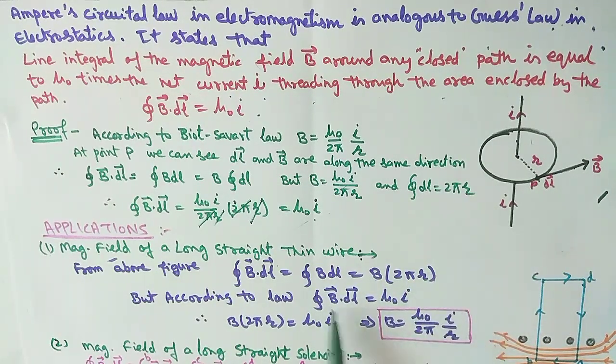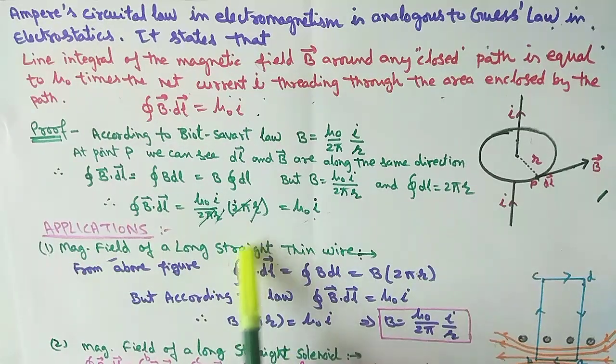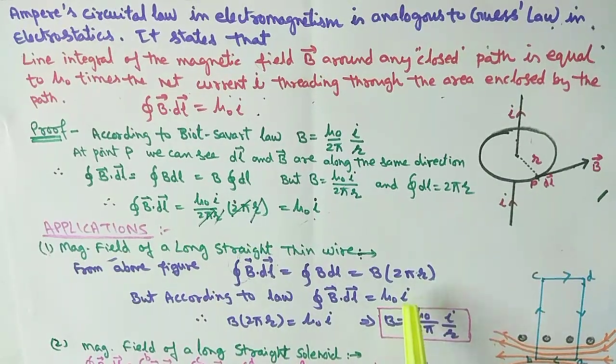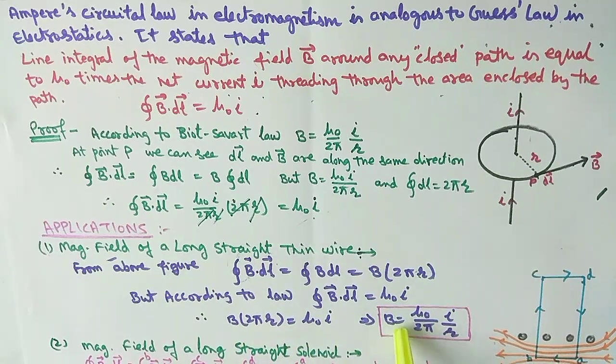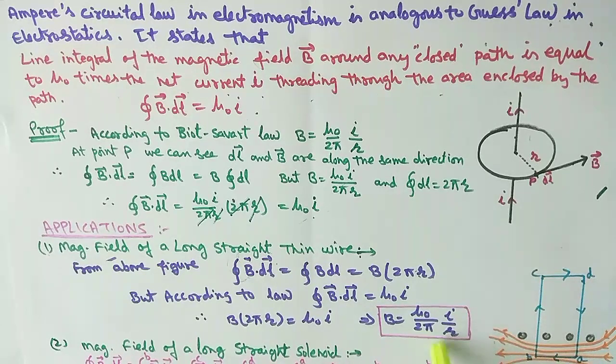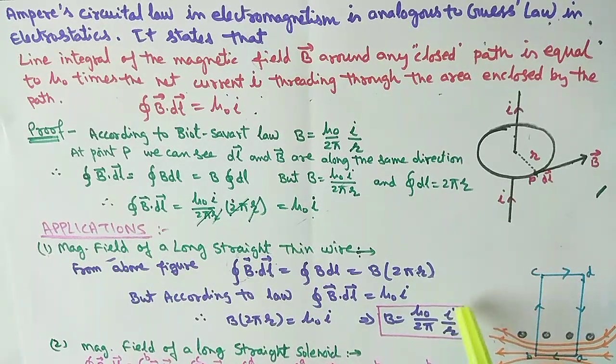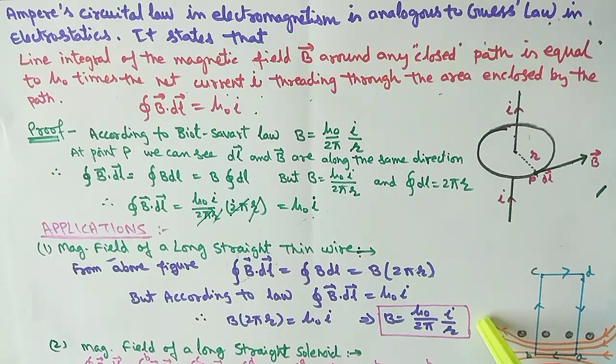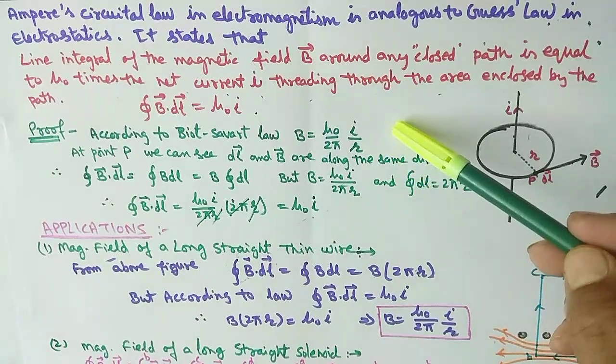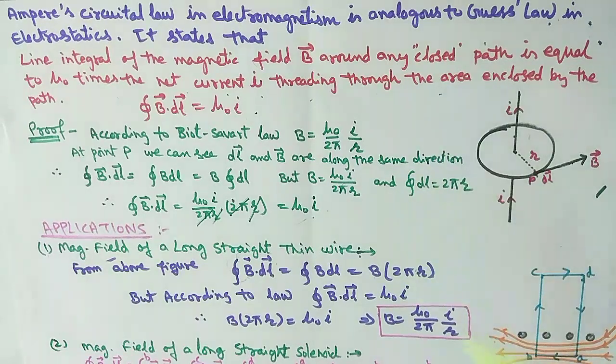So put here: the integration of B dL is equal to B 2 pi r, and using Ampere's circuital law, the line integral of B dL is equal to mu naught I. So mu naught I is equal to B 2 pi r, or from here we can write B is equal to mu naught upon 2 pi into I upon r, which is already derived in the case of the Biot-Savart law. This is the same formula. Okay, this is the first application.